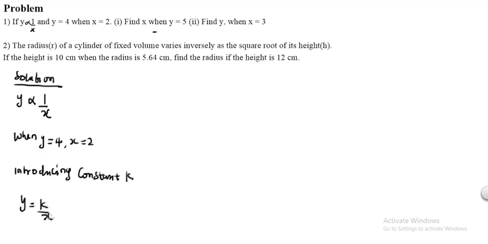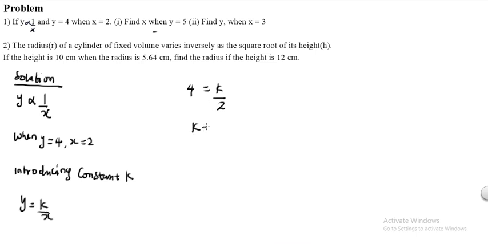Now that we have an equation, we try to find the value of k. How do we find the value of k? We use these two values that we're given from the question. So if we substitute these values into this equation, it becomes 4 is equal to k over 2. So from here, if we have to find the value of k, we cross multiply.